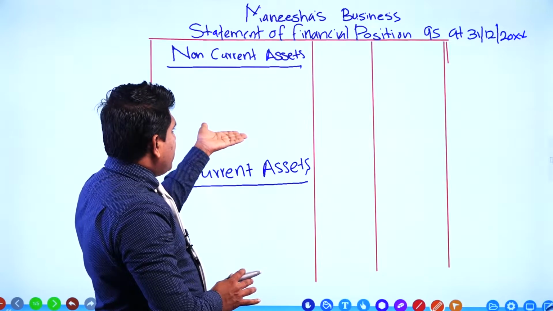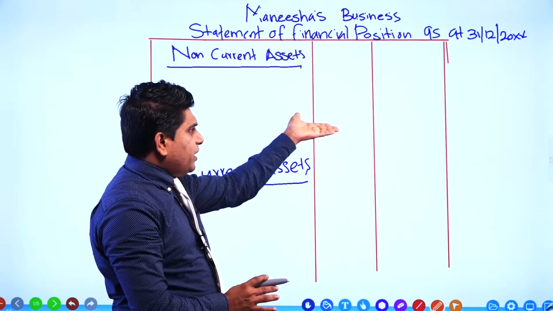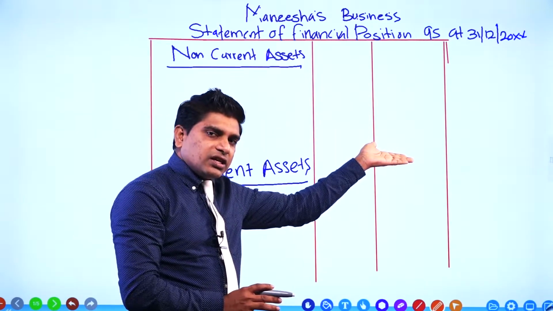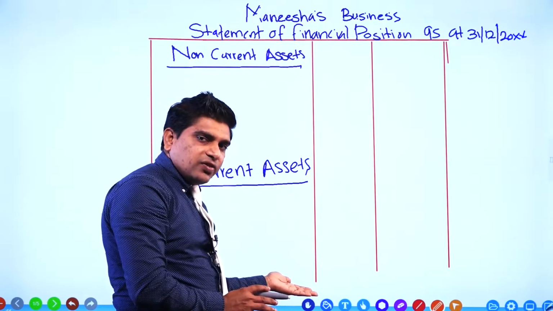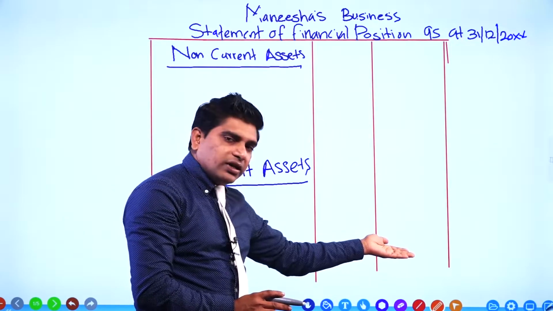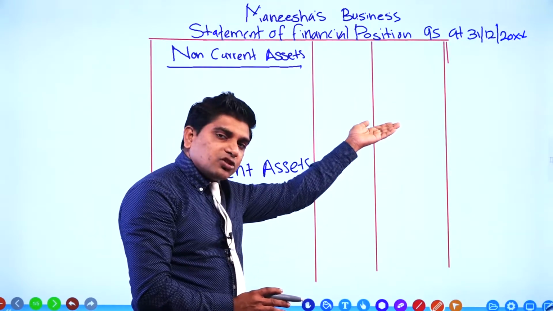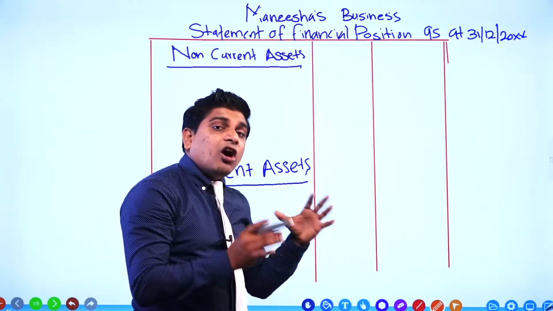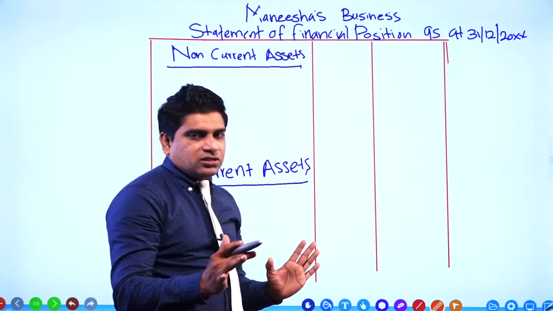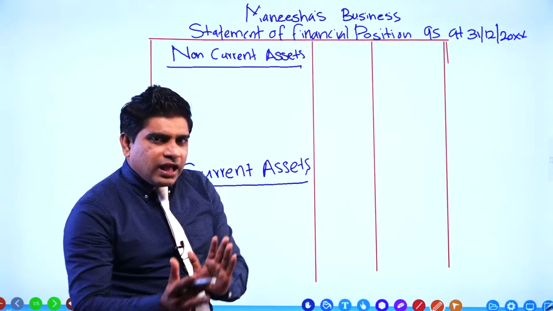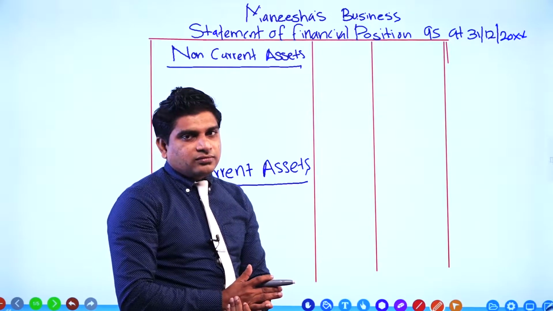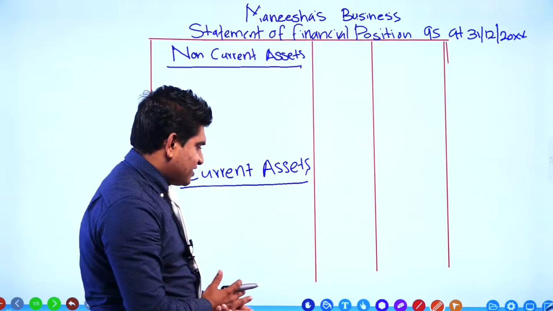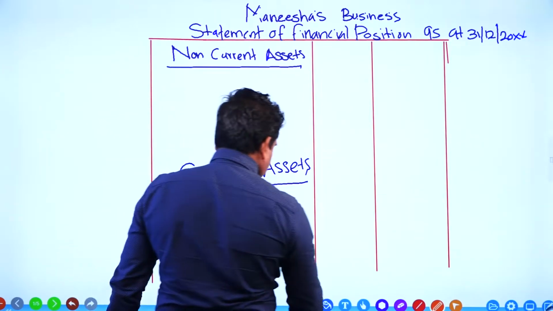Then one by one we write the name of the assets, their value, and we get the total of each non-current asset. Then one by one current assets values we write here, and we get the total of the current assets. Non-current assets plus current assets, the total assets, that side we close, right? Down area in the same statement we enter what? Capital plus liabilities, right?